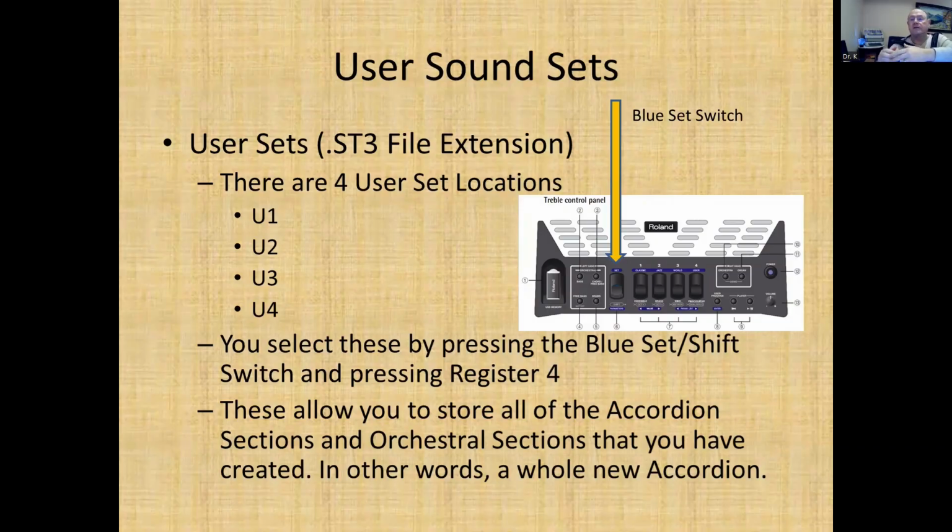So they would be, for example, classic accordion, folk accordion, a studio accordion. There are 12 that are there that you cannot change. The ones you can change are stored in register 4, and you have all 4 of those. So register 1 is 1-1, 1-2, 1-3, 1-4. Register 4 is labeled U1, U2, U3, U4.